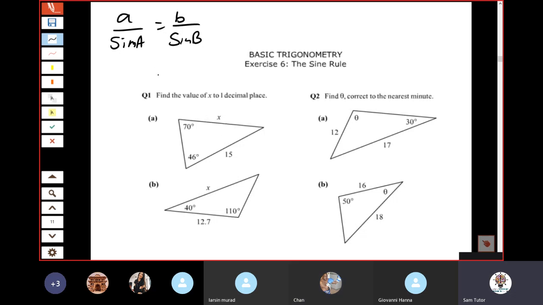So if we look at the very first one, it just says x. The angle you must pick must be opposite that. So x on sine 46 must equal 15 on sine 70. And then obviously you just multiply this over and you plug it into your calculator. So x is 15 sine 46 on sine 70. All right.